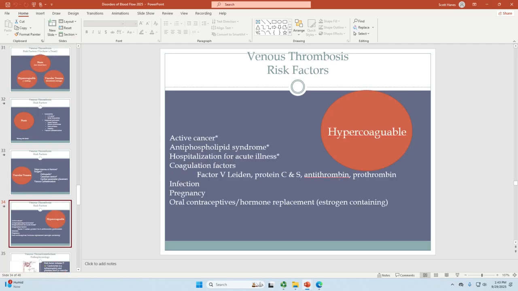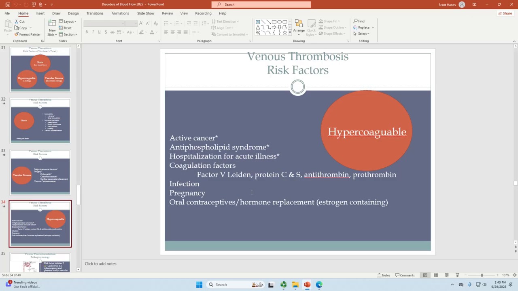Hypercoagulability, the number one cause of somebody being hypercoagulable if they don't have an inherent genetic disorder, and one of the mediators of coagulation, is having active cancer. For whatever reason, it increases the quantity or the ability of the factors that are there to form a clot. Okay? So having active cancer is always a risk factor for developing a clot. Other things, antiphospholipid syndrome, acute hospitalization for an acute illness, also a risk factor.